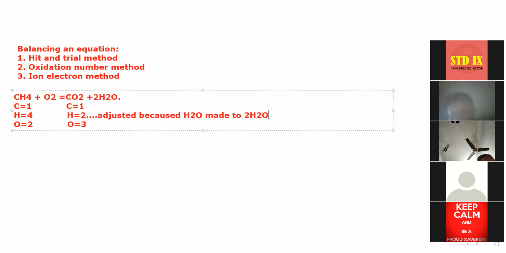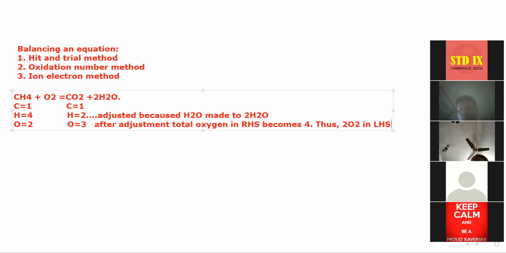let us count the total oxygen on the right hand side, which is totally balanced. So total oxygen on the right hand side becomes how much? 4. So after adjustment, total oxygen on the right hand side becomes 4. Thus, 2O2 in LHS will solve. That's all. So what I will do, I will put a 2 here and the equation is balanced.